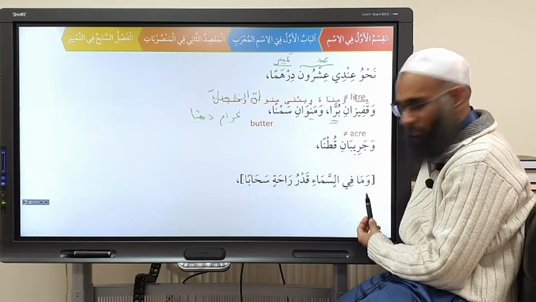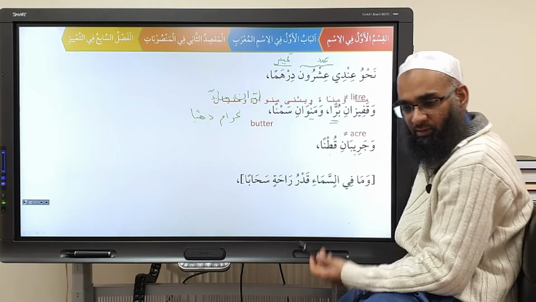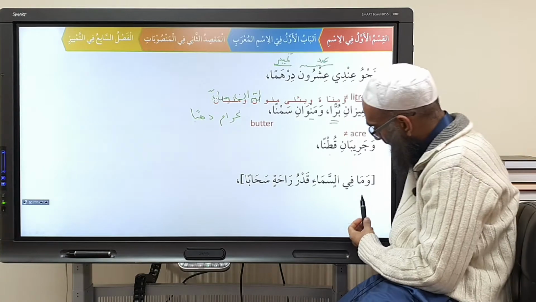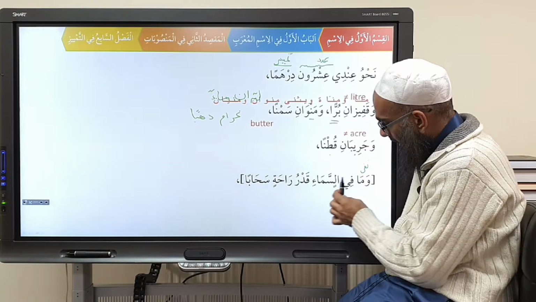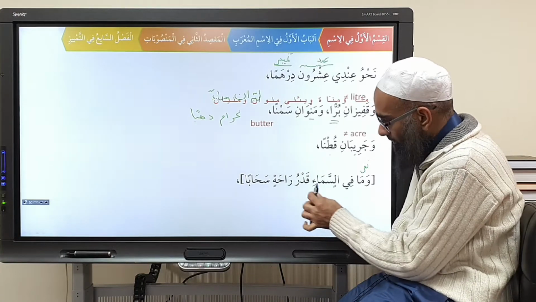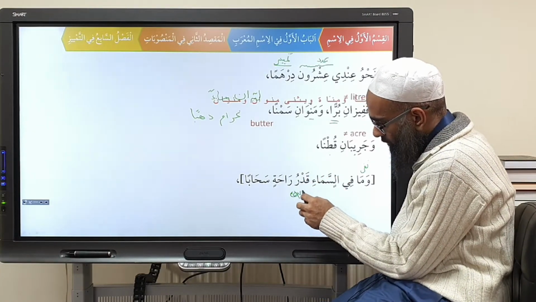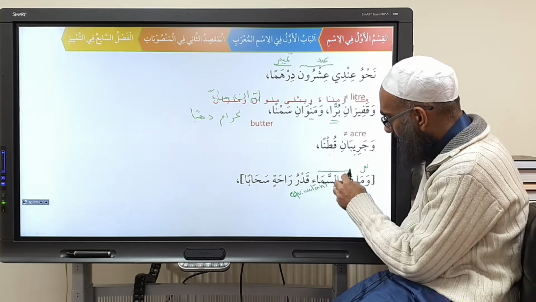Do you have this in your books? Some books have this, some books don't. وَمَا فِي السَّمَاءِ قَدْرُ رَاحَةٍ صَحَابًا. Your copy has it? No, some copies have this. It says here, ma is nafiya, negative. And fi sama'i is in the sky. And qadru, what's qadru mean? Equivalent. And fi sama'i is khabar muqaddam.